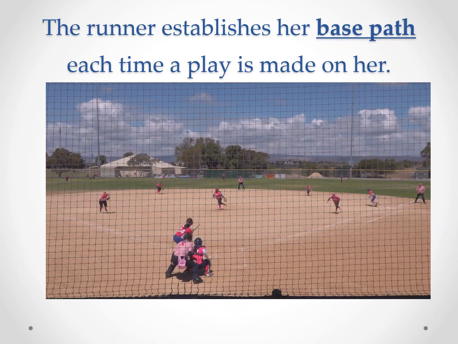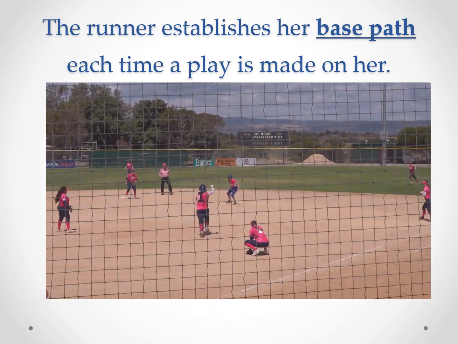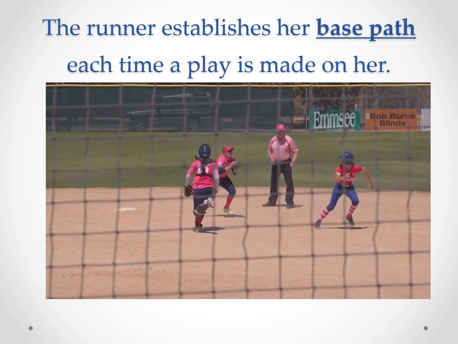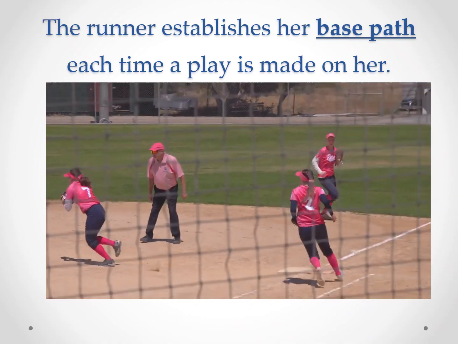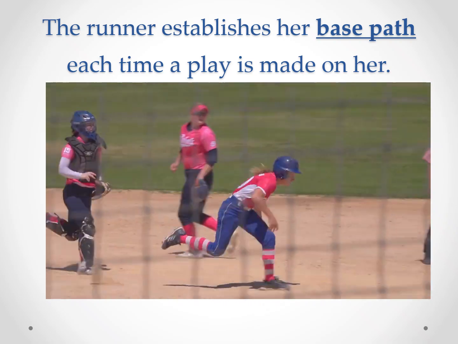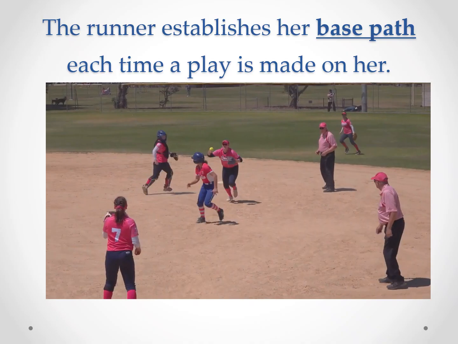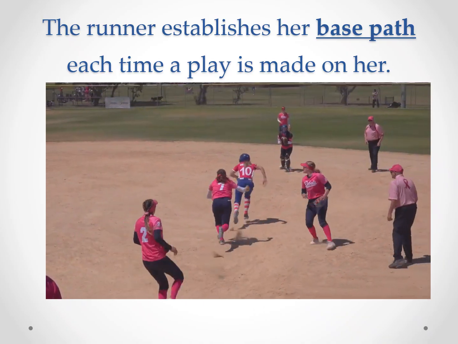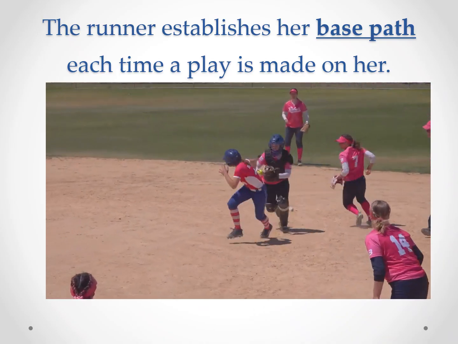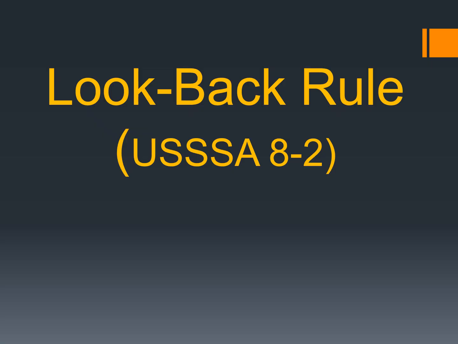Once again, now she establishes it. As I said, each time she chose to basically go straight, but that was her choice. She had space on either side. 3 feet on either side at this moment. She chose to go relatively straight, but she could have varied either side 3 feet each time she established her base path. Let's talk about the look-back rule.